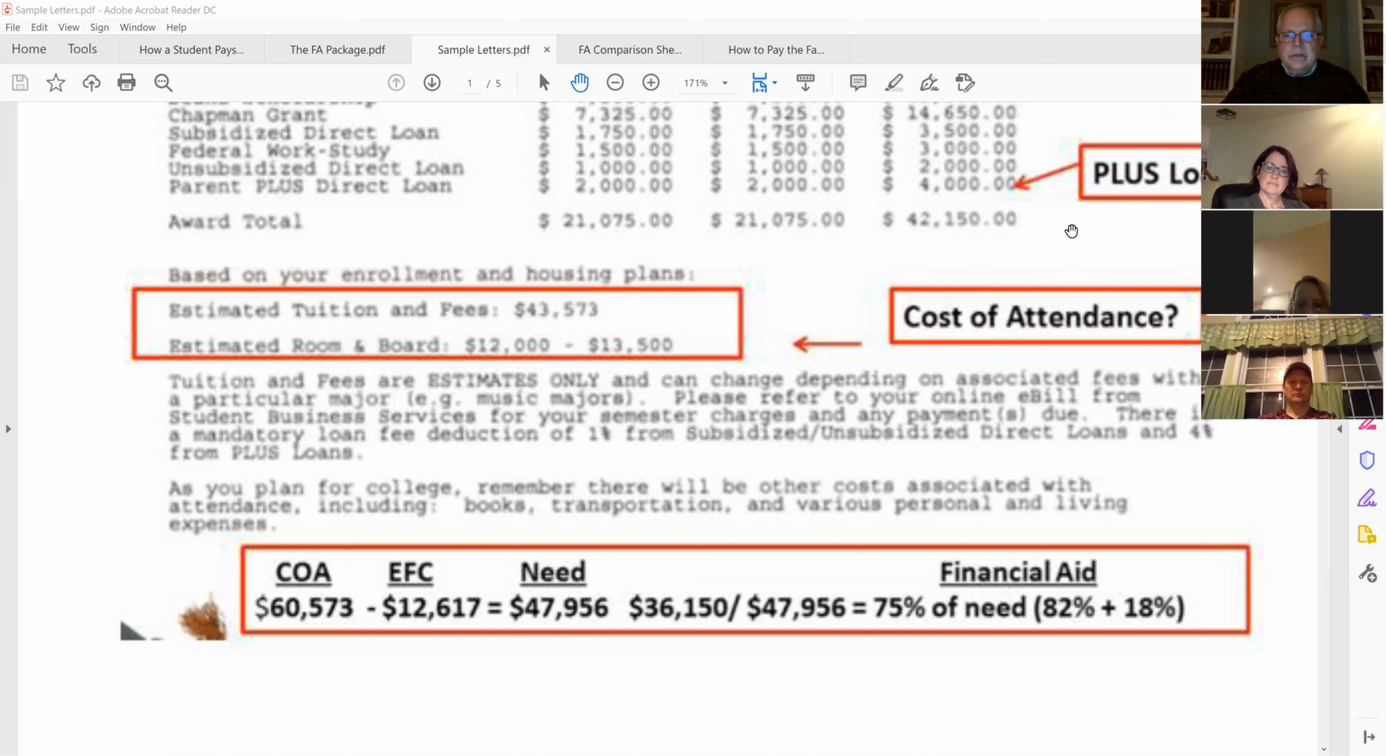And in this case, they're showing 42,150, but again, I would take the 4,000 out of there, because that's the PLUS loan. That's not student aid. That's the family's or the parents' loan. So I would take another 4 off of this. So it'd be more like 38 as compared to 47, which you qualified for. So they're saying it's 75%, but it's really not. It's less than that in reality.